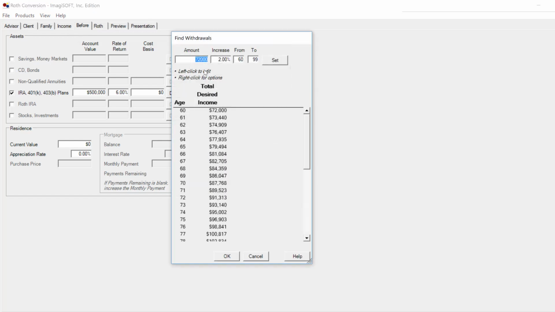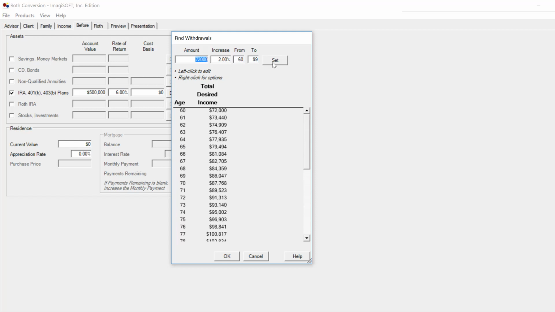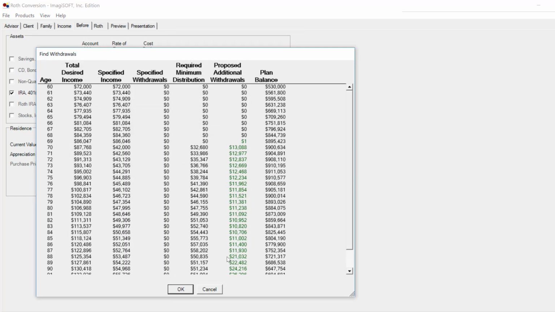We said, okay, let's take the money that he has available starting right now, $72,000 a year, increase that by 2% a year from age 60 to 99, and have a total desired income all the way till the very end, till age 100. As you can see, it increases every year. So we just press set, and it calculates that, and then you press OK.